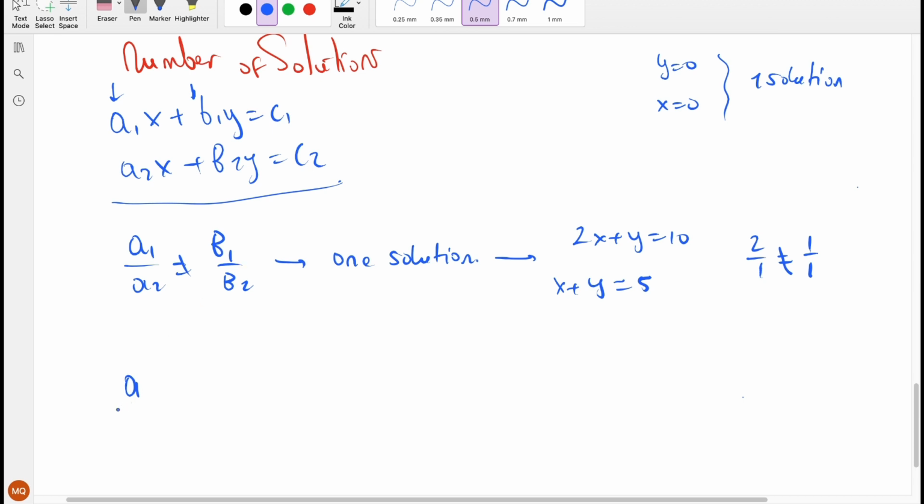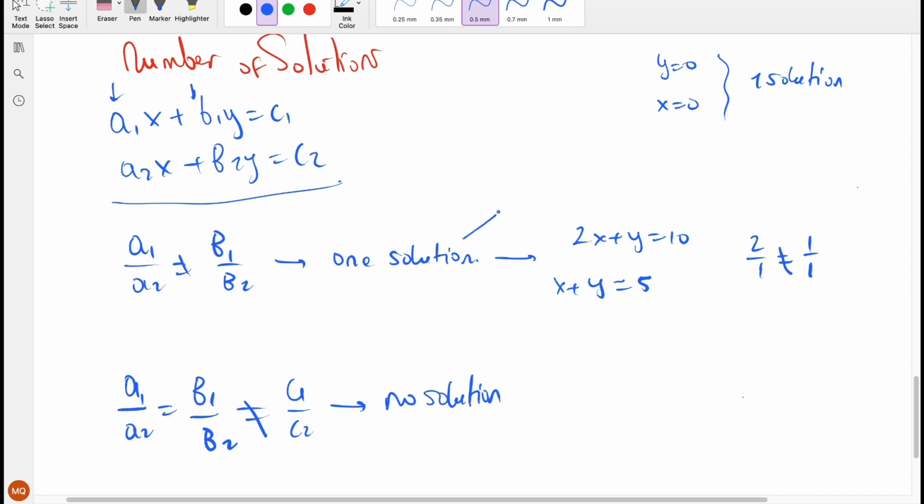But if they are equal to each other, we have to look at its relation with the third one, c1 over c2. If they are not equal to the third one, it means that there is no solution. Instead of no solution, you can say something like that: they will never intersect, because both of them are linear equations, they are lines, and if they never intersect, it means that there is no solution.